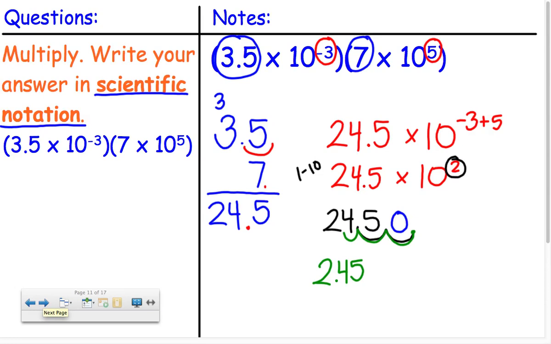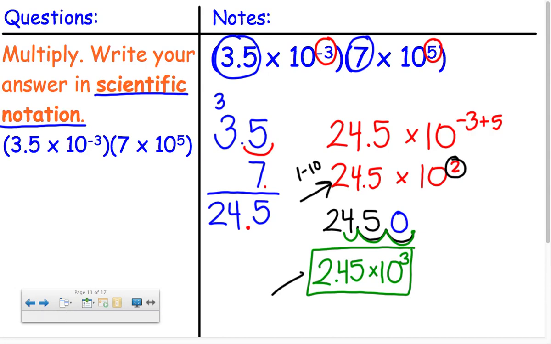2.45 is in between 1 and 10. And I moved my decimal 1, 2, 3 spots. 2,450 is a big number, so I know my exponent is positive. Look at how much our answer changed from what we originally had to what we ended up with.